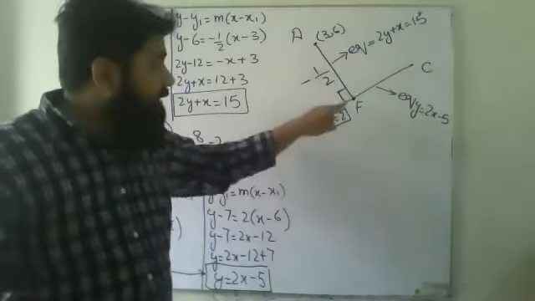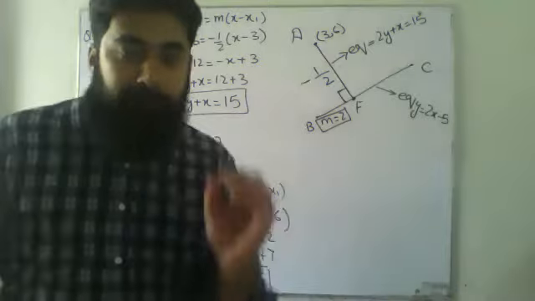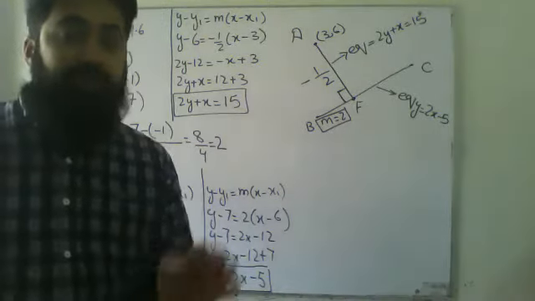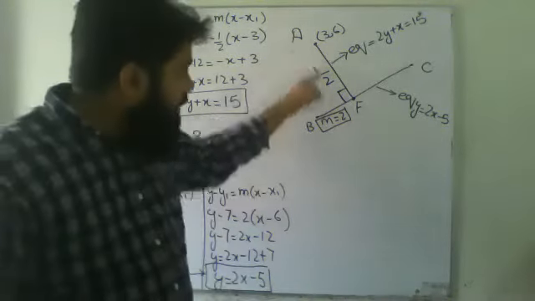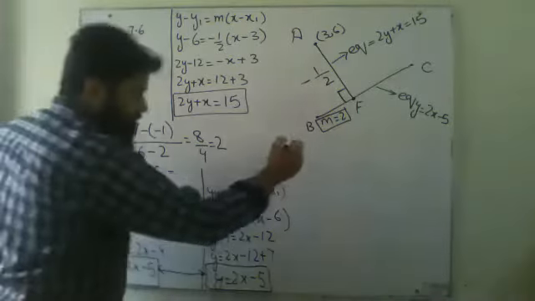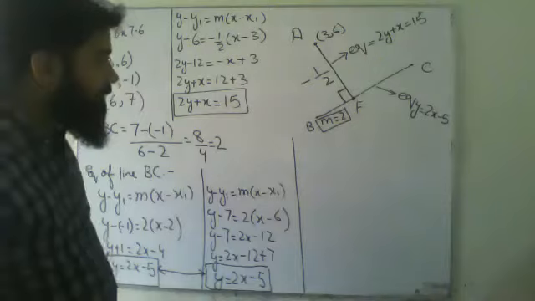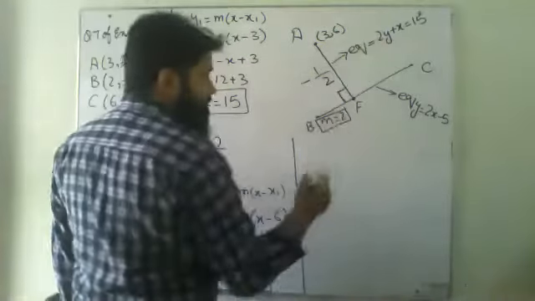What do I have to find? Foot of perpendicular. What is the foot of perpendicular? Basically, foot of perpendicular means the intersecting point of these two perpendicular lines. Okay, so in order to find the coordinates of F, what will I do?